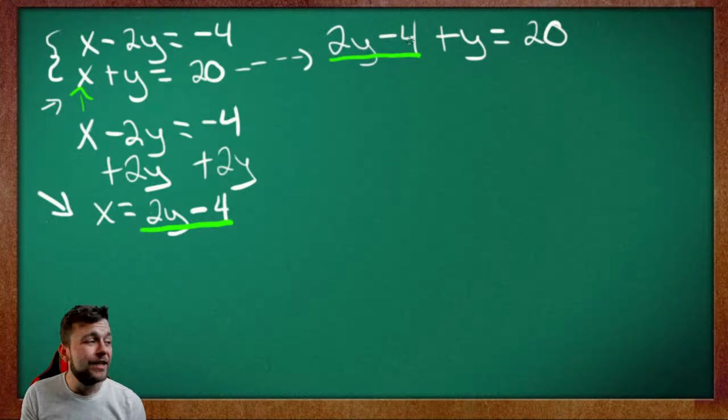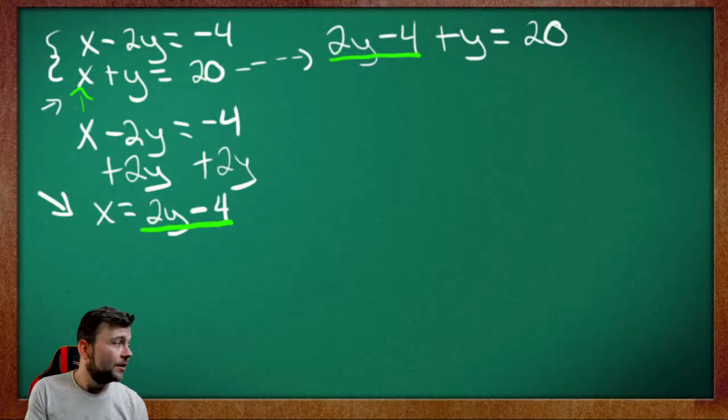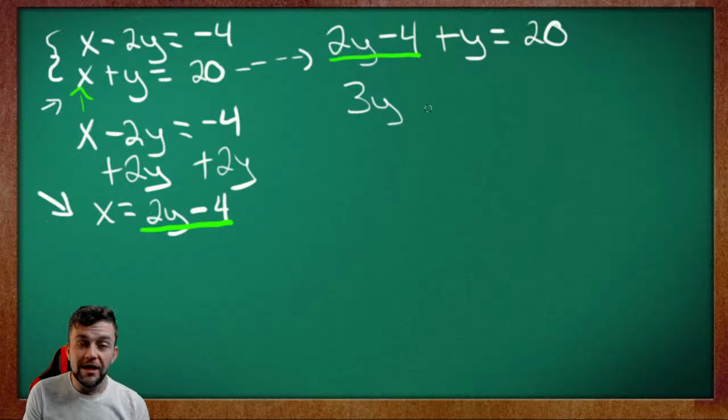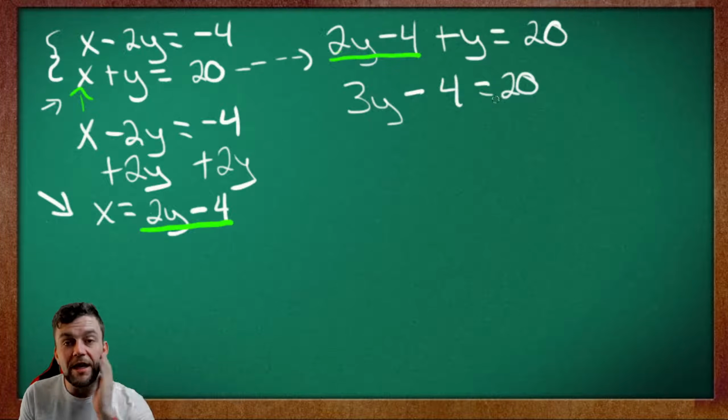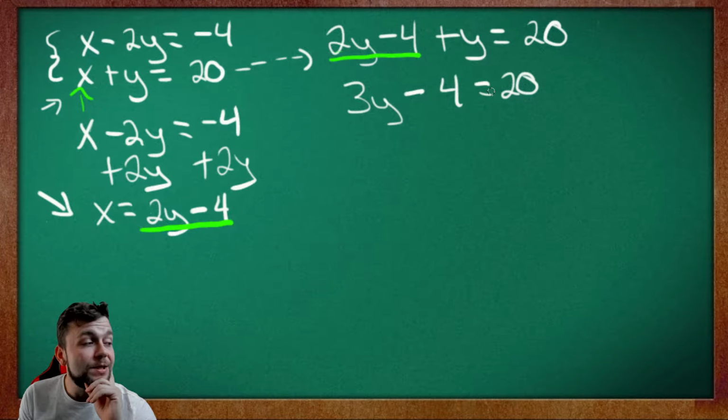You simplify everything. So you have 2y and a plus y. So how many y's do you have? You have 3y minus 4 equals 20. And look at that. We're back to our normal comfort level, right? We've been doing examples like this the entire class, so it's the same process.